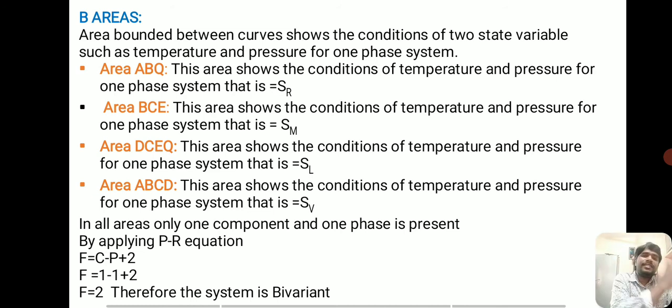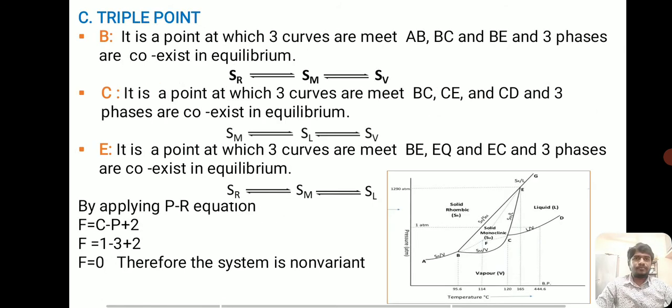So in all these areas we can observe one phase and one component, right? By applying the phase rule equation, we get F is equal to 2, that is, the degree of freedom is 2, so this is bivariant. Coming to the triple points, we have three triple points in this phase diagram of sulfur. One is B, the next ones are C and E.